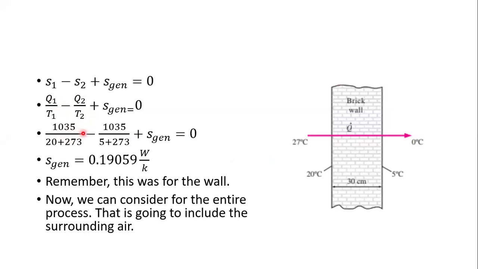It was constant throughout, so it's 1035 watts too. And then the temperatures were the difference. So we take the temperature on the outer part of the wall, and then the temperature on the inner part of the wall. So that's what we have.